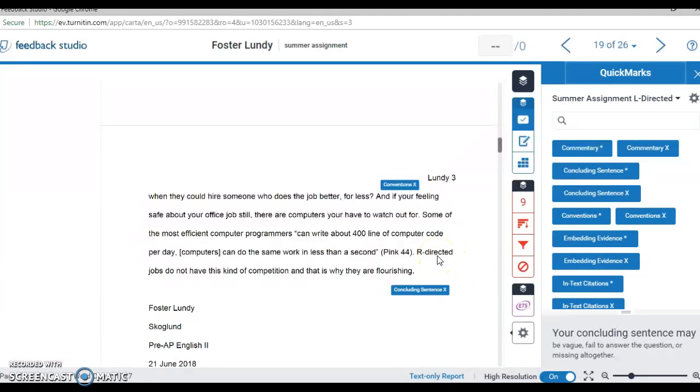I guess I would like to maybe see your commentary expanded a little more. So for example, in this one, you're talking about how basically computers can do all this programming so much more efficiently than humans can, right? And so you say our directed jobs don't have this kind of competition. Well, why is that? Walk me through how a computer can't empathize or a computer doesn't really find meaning. So I think just expanding that commentary a little bit would be helpful in analyzing the evidence.